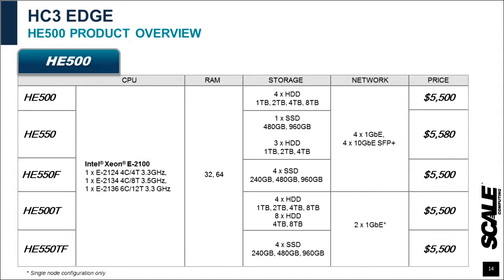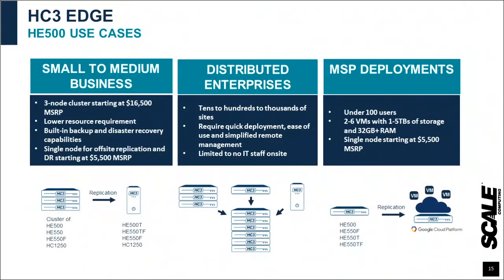So we're going to have the small to medium businesses, where they're going to be running a 3-node cluster. That 3-node cluster is starting at $16,500 MSRP to the customer, with your margin built into that as well, and a very healthy amount of margin built into that. They can have a single node for the offsite DR, which starts out at $5,500 as well, and can span up to that 64 terabyte capacity.